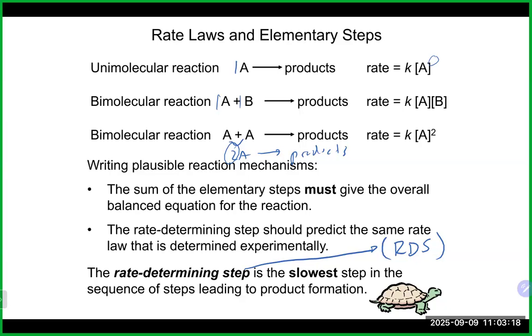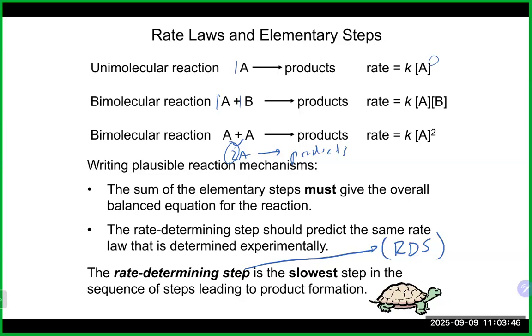So there will always be a step. Now, one of the important things about the rate determining step is that it should have a rate law that matches the one that was found experimentally. Very commonly in mechanism problems, they'll tell you that experimentally, the rate law was found to be this. And if this is a good mechanism, those two things have to happen.